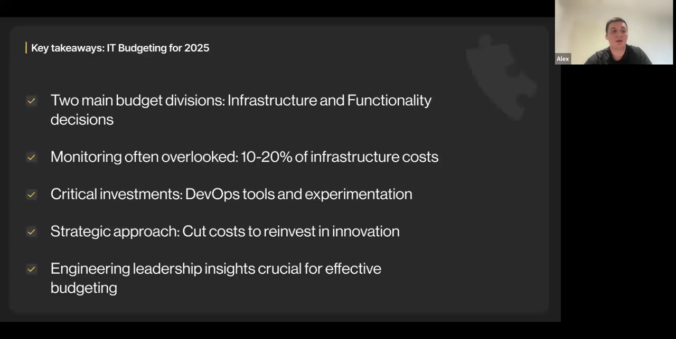Okay, now we covered key questions, and you may wonder about your IT budget next steps.